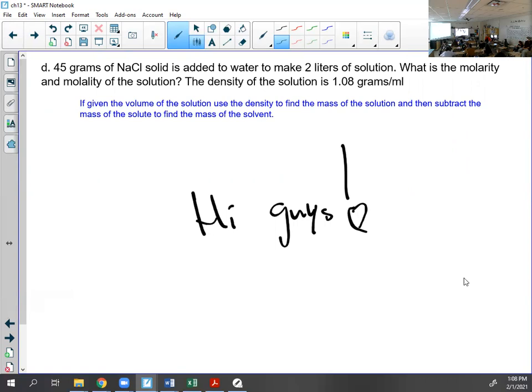That's okay. 45 grams of NaCl is added to water to make 2 liters of solution. What is the molarity and molality of the solution? The density is 1.08 grams per milliliter. It's written slightly differently, but it's actually easier. You don't believe me? Okay, so try and see if you can reason your way through this one tonight. We'll talk about it tomorrow. We're out of here in 1 minute, right? Yeah. Okay.